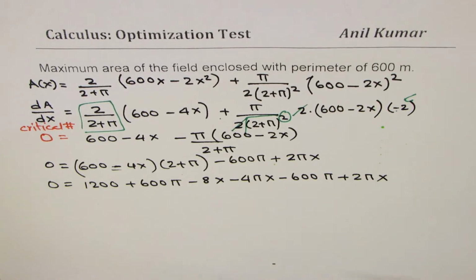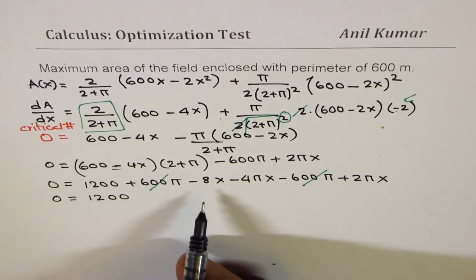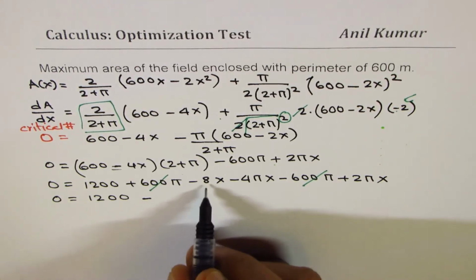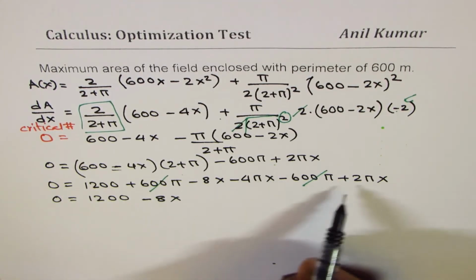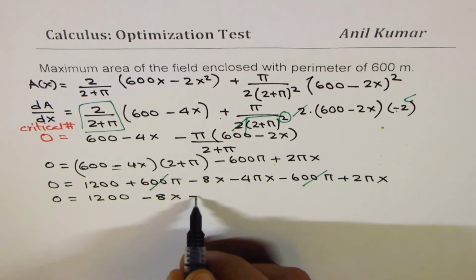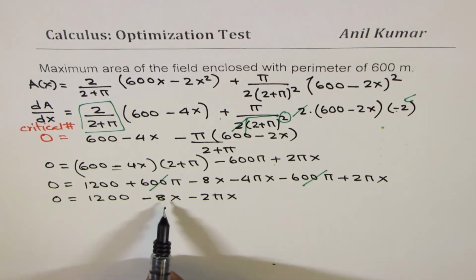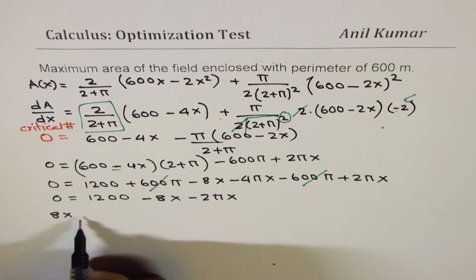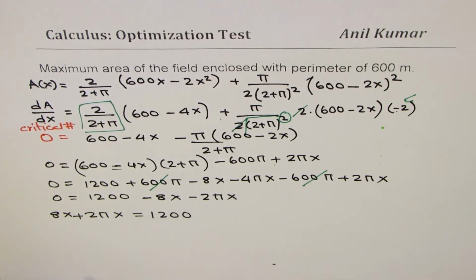So 600 pi and 600 pi cancel. So we can write this as 0 equals 1200. Here we have minus 8x, minus 8x. So we could take x, let me write minus 8x first. And minus 4 pi x and plus 2 pi x gives us minus 2 pi x. Now we can take x common, right? Bring them to the right side. So on the right side, we get 8x plus 2 pi x equals 1200.